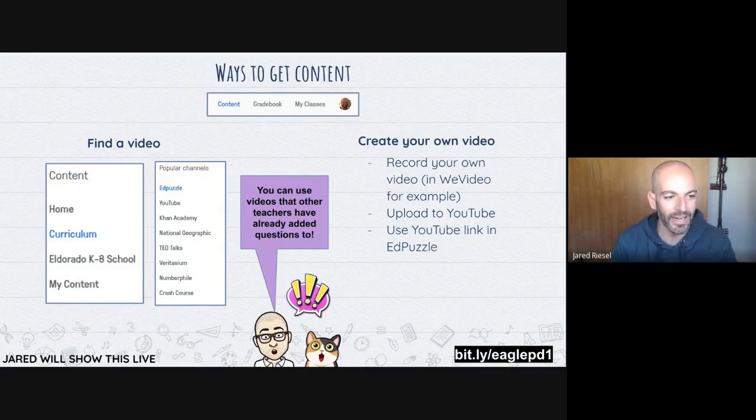You'll obviously want to vet everything. You can also choose a popular channel as they're listed, which includes stuff that's already on Edpuzzle. Really any YouTube video you could bring in from here, stuff from Khan Academy, TED Talks, and so on. So you can find a video and then add that level of interactivity over that video content.